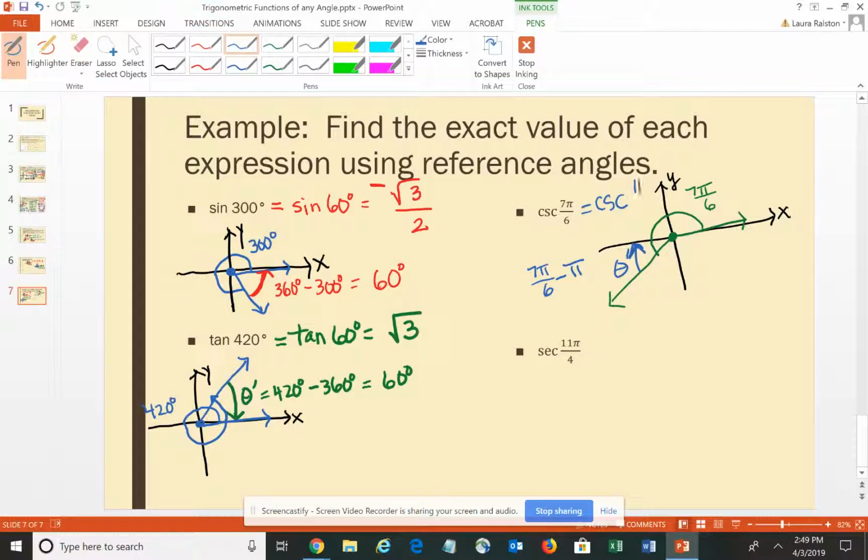Now the cosecant is the reciprocal of sine. The sine of pi sixth is 1/2, and so the reciprocal would be 2. So the value of the cosecant at pi sixth is 2. Now again, I have to think about the quadrant I'm in. I'm in quadrant 3, and in quadrant 3, the sine is negative, which means the cosecant would be negative. So my answer is ultimately negative.